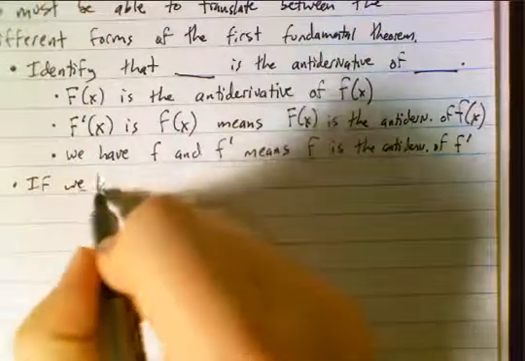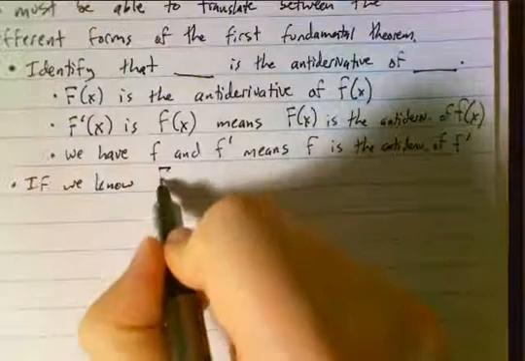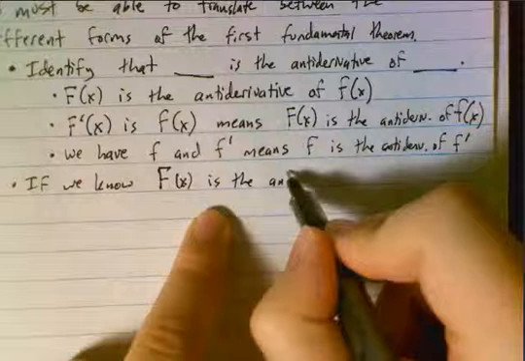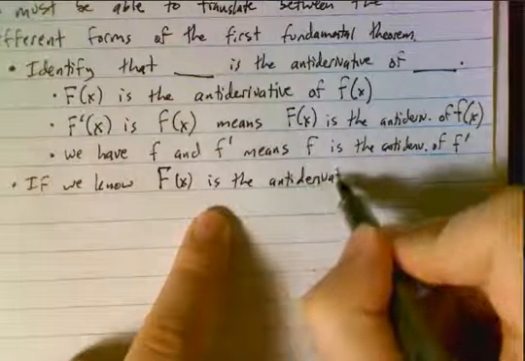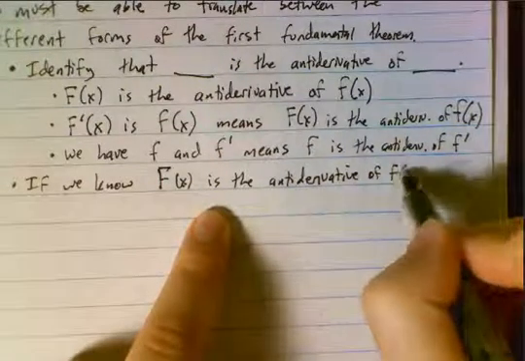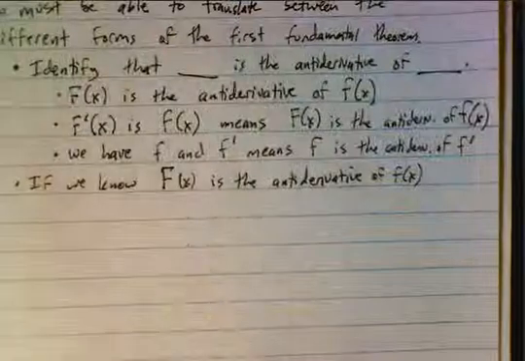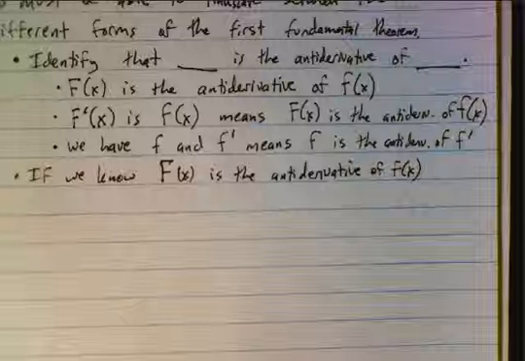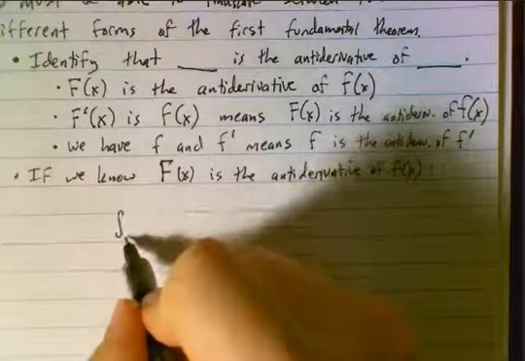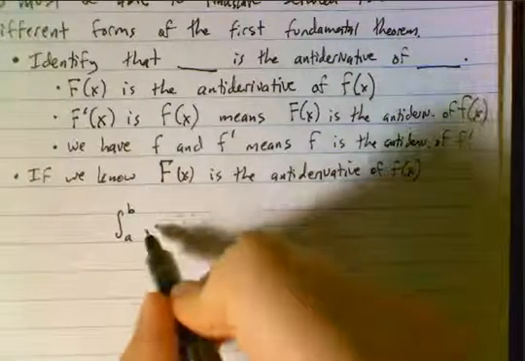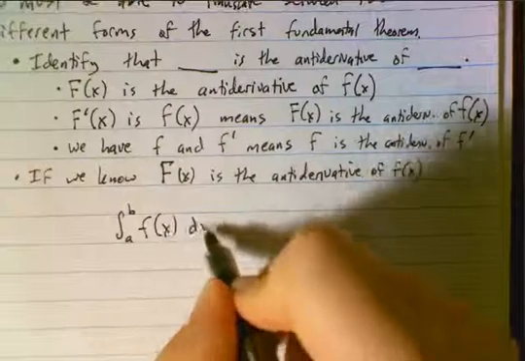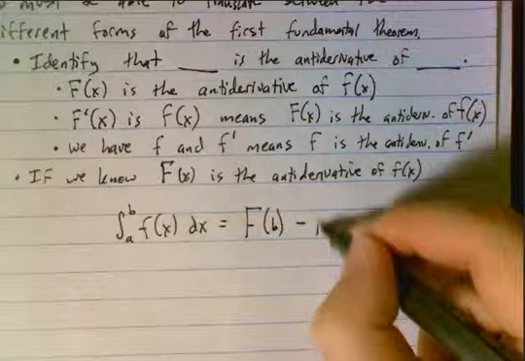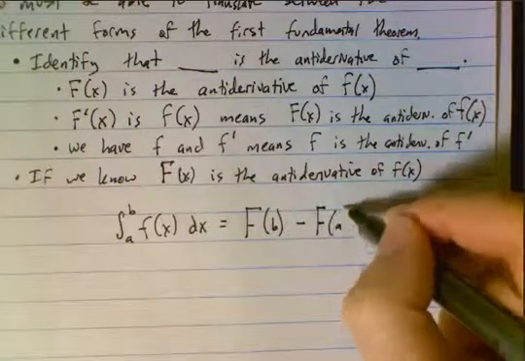If we know that capital F of x is the antiderivative of lowercase f of x, then we have to be familiar with all the variations on the first fundamental theorem. So we know the integral from a to b of lowercase f of x dx equals capital F of b minus capital F of a.